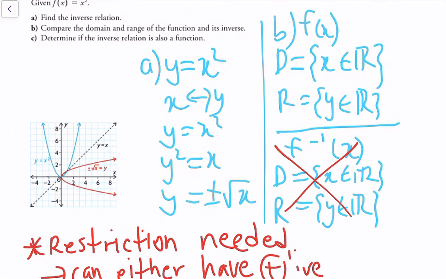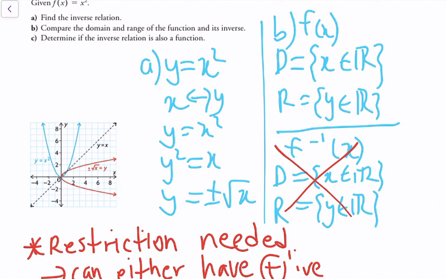Okay, so here we have part A, we have y is equal to x squared. First thing we do is switch our x and y. So y is equal to x squared becomes x is equal to y squared, and then y is equal to plus or minus the square root of x.